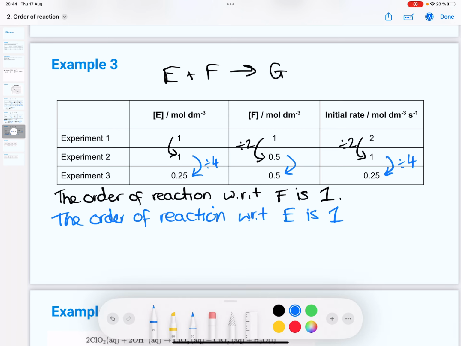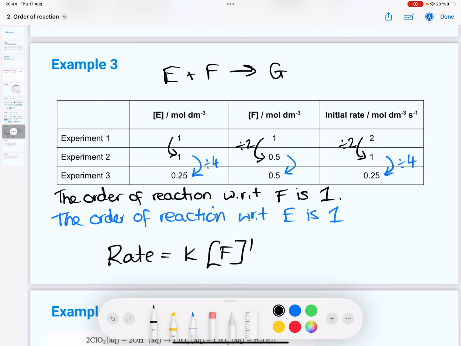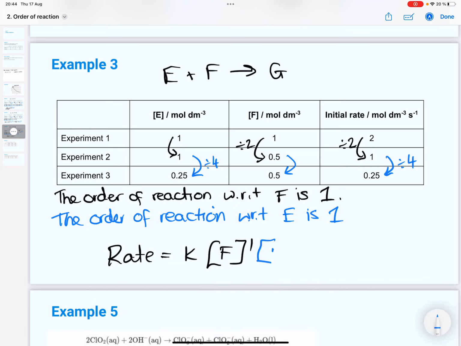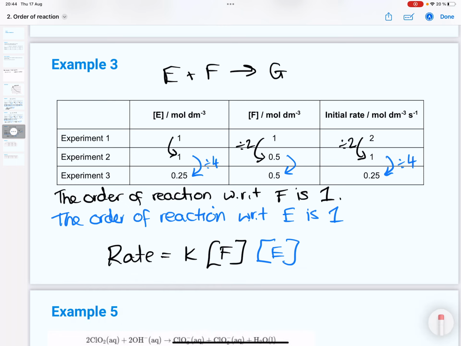So if I was to write the rate equation, it would be rate equals K, F to the power 1, and E to the power 1. And remember, we don't have to put these 1s there if we don't need to. Okay, good.